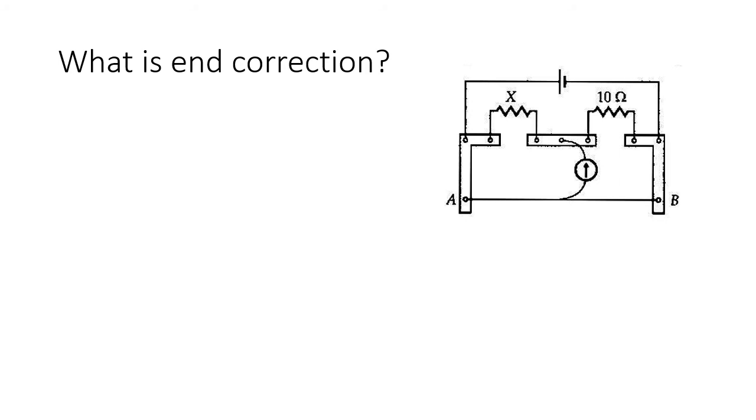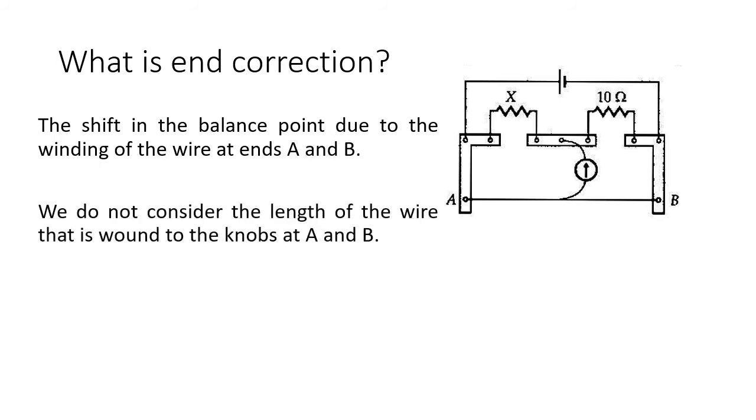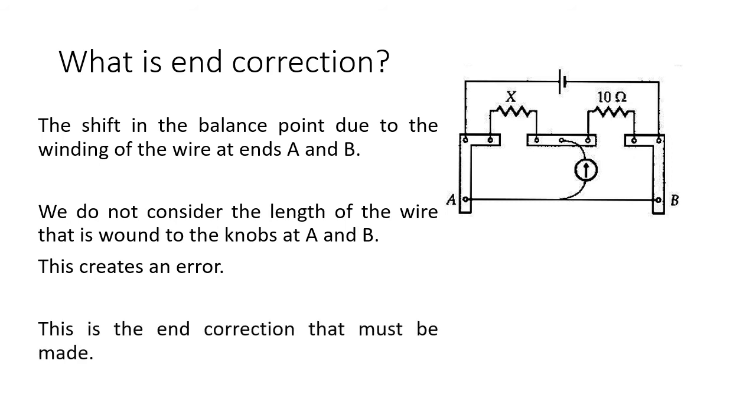So hence I can very easily write what is end correction as the shift in the balance point due to the winding of the wire at the ends A and B. And over here, we never consider the length of the wire that is wound to the knobs at A and B, and this particular thing will create an error. And this error is nothing but the end correction that must be made. Okay, I hope end correction part is clear to you. Now let's proceed to the solution of this particular question.